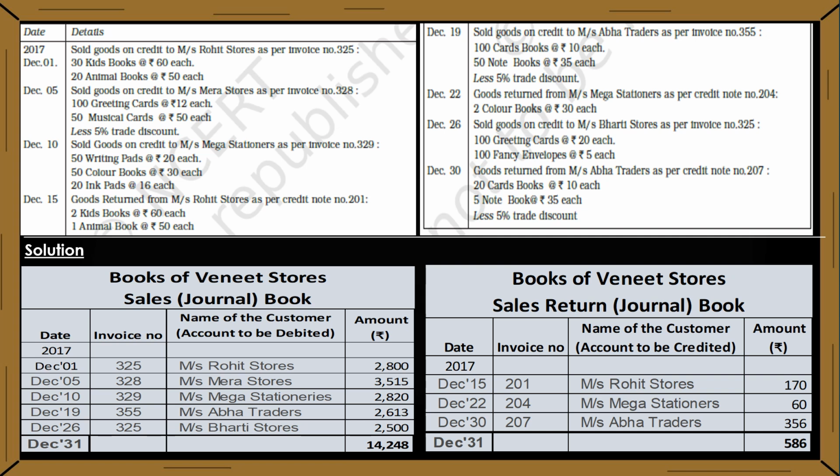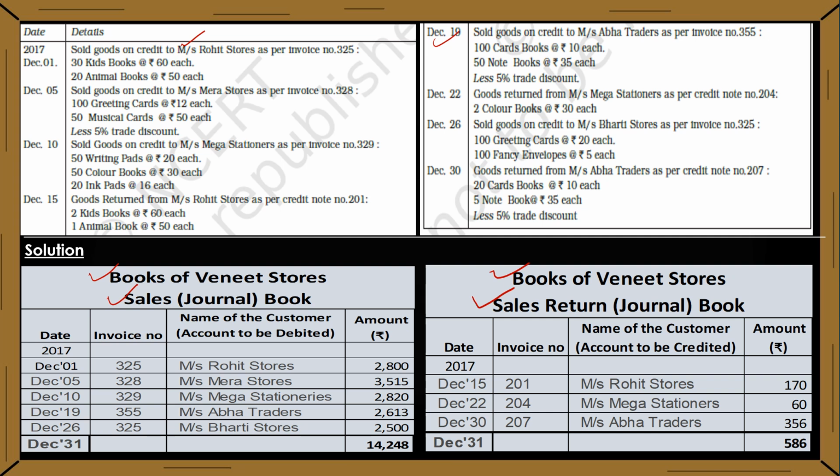Let us do the solution for the question now. This is the question, okay. From seeing the question, we find out that the question has both sales and sales return. So we have to open sales journal book and sales return journal book. Okay. First we will open sales and sales return journal book simultaneously. So the format is books of Venit Stores and sales return will also have books of Venit Stores, sales journal book and sales return journal book. Okay. Both will open simultaneously.